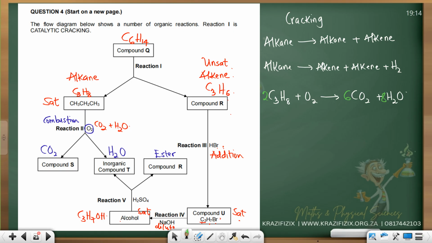Now, all I need to do is to deal with the oxygen. What is 6 times 2? 12. What is 12 plus 8? 20. Now, I have 20 here, divided by 2, 10. But if you look at the numbers, I can still divide them by what? By 2. So what do I have? C3H8 plus 5O2 gives 3CO2 plus 4H2O, and we are done. Nice. So I normally balance it in about 4 or 5 seconds.